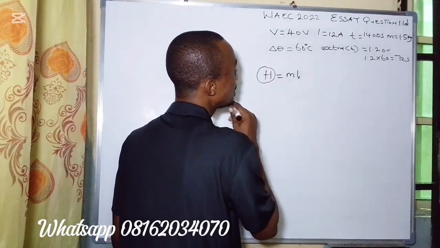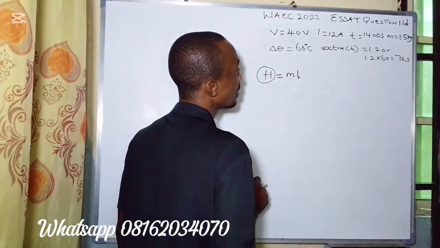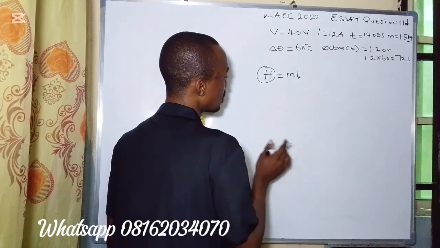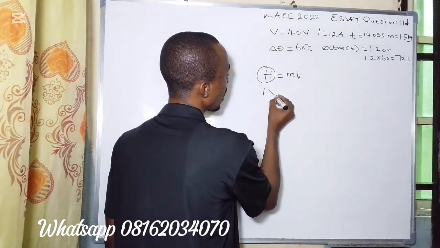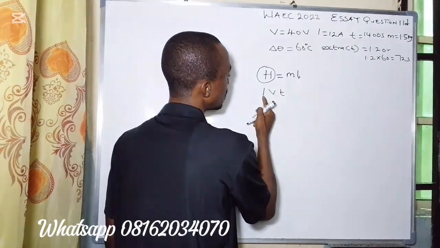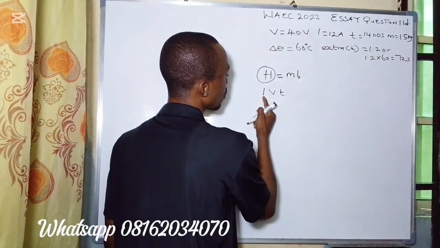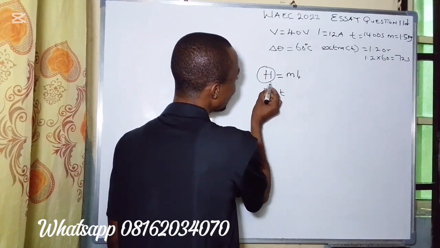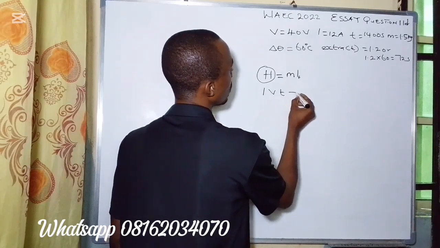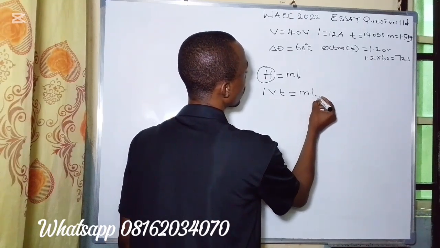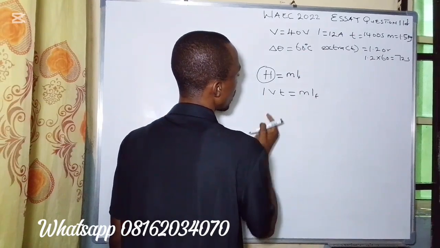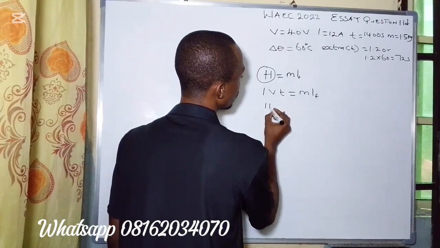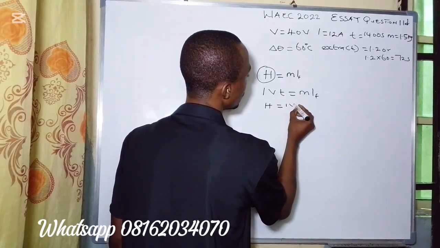But remember, this heat was supplied by an electrical device. So the work done by an electrical device is given as IVT. This is the current, potential difference or voltage, and this is the time. So I will replace this heat with IVT, equal to M L sub F. So now my H will just be equal to IVT.